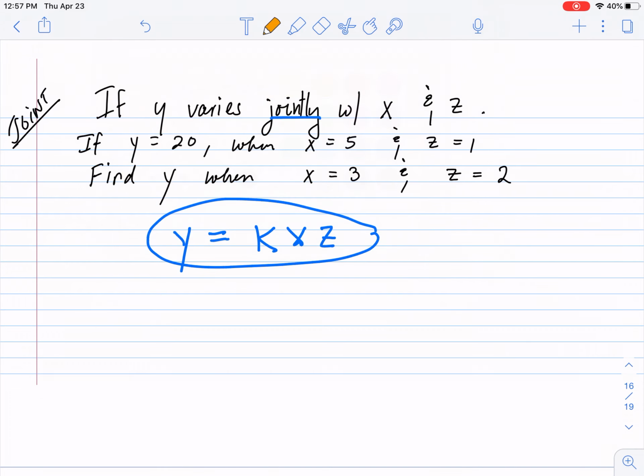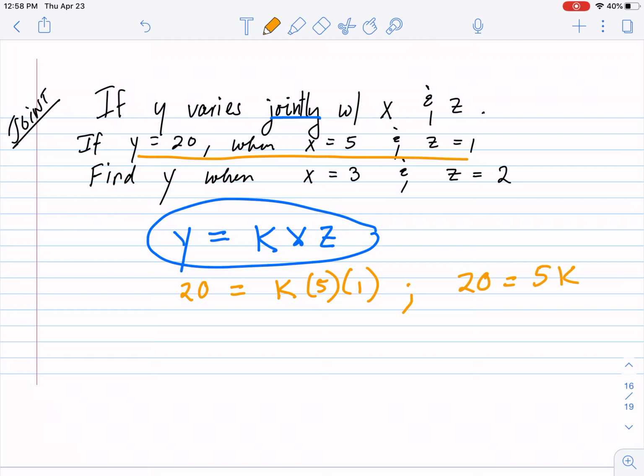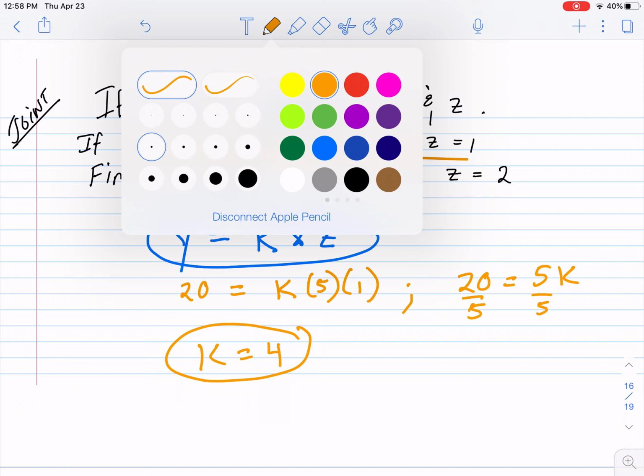When I look at this next part, if I say when y equals 20, x equals 5, and z equals 1, here's what I mean by this. 20 is equal to k times 5 times 1. I just substituted everything in, and I want to now solve for k. So 20 is equal to 5k. Divide by 5, divide by 5. K is equal to 20 divided by 5, which is 4. Okay, that solved for k.